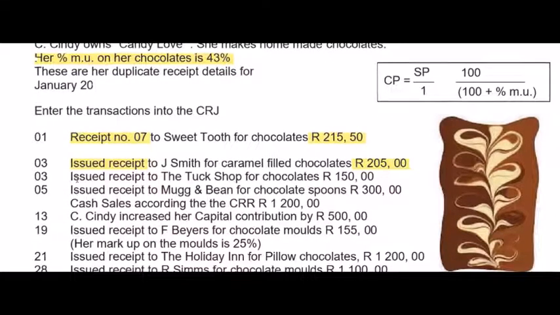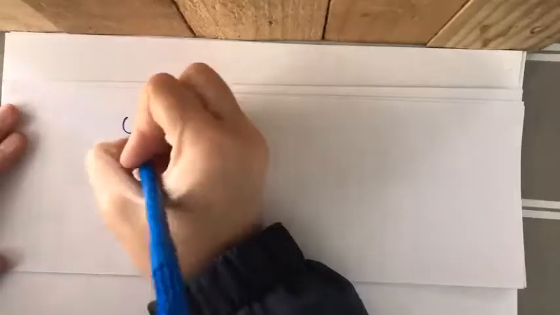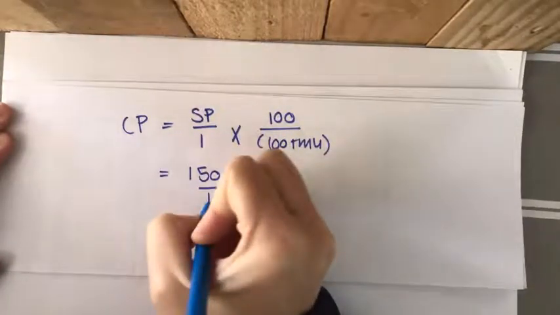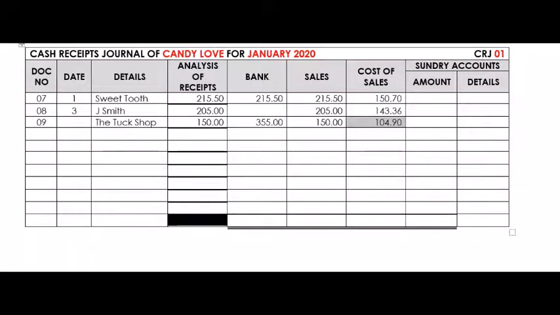Then also on the 3rd, we issued a receipt to the tuck shop for chocolates for 150 Rand. So it will be receipt number 9. You don't have to write a number 3 again because it's still on the same day. The details is the tuck shop who paid us 150 Rand. Okay, and now we can cash up our till by adding these 2 values together and banking the total of 355 Rand. Then you have to specify what we received the 150 Rand for. It was for sales, and then you have to calculate your cost of sales. And write your answer in the cost of sales column.